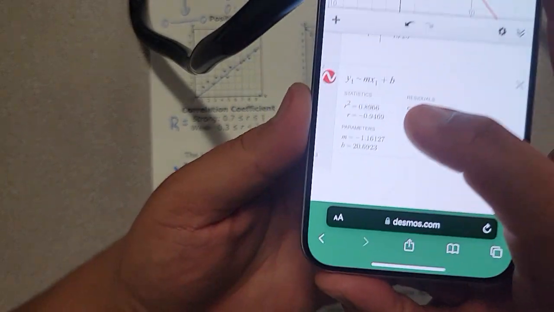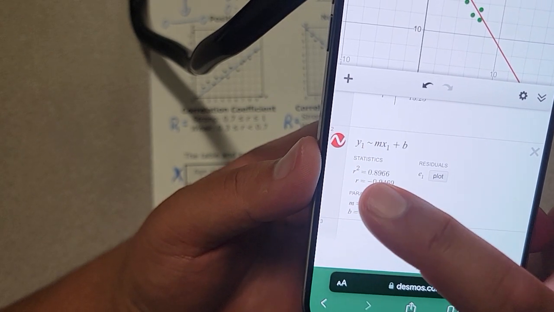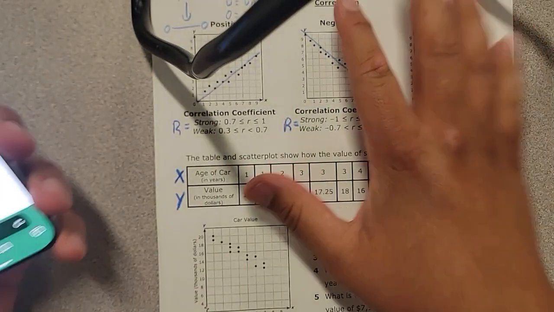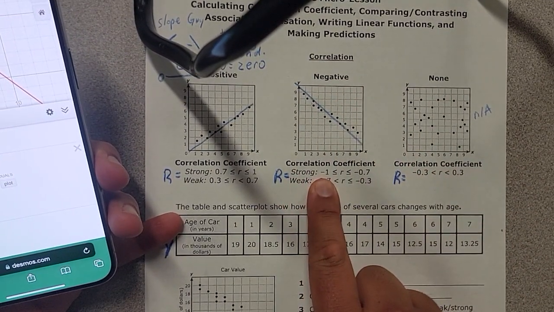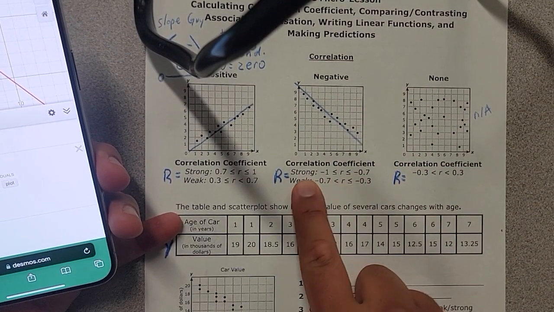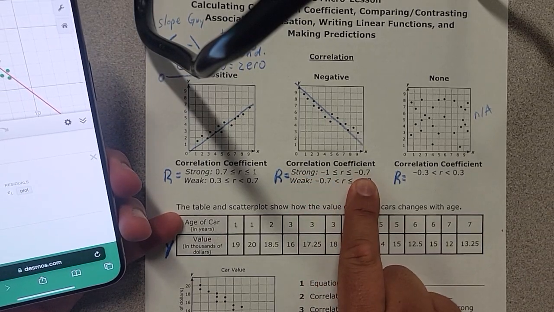Now, the important thing is the R. Everyone look at my R. My R is a negative 0.94. That's like negative 0.9. So that means that it is a negative graph. And then we have this. So this is a strong correlation because this is between negative 1 and like negative 0.7.